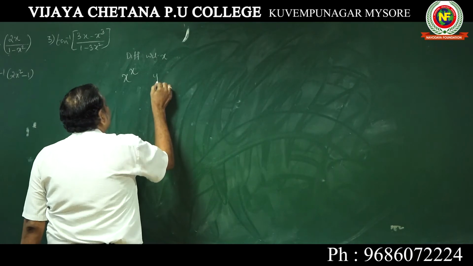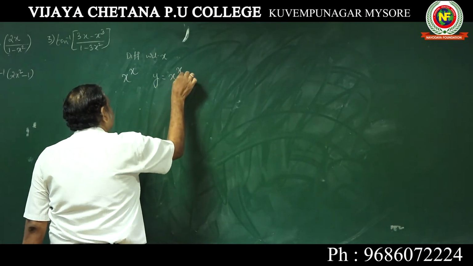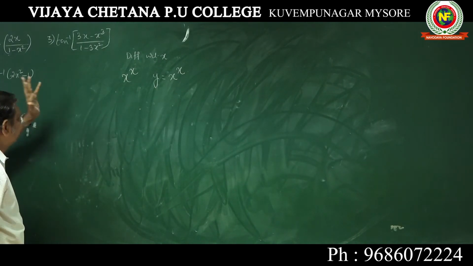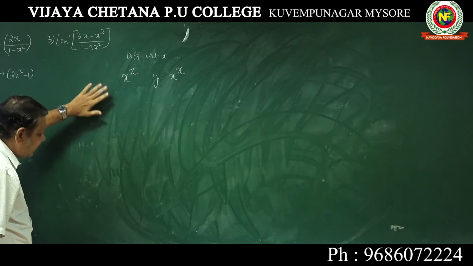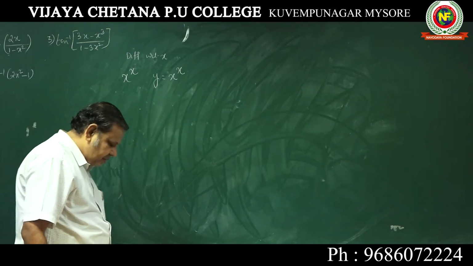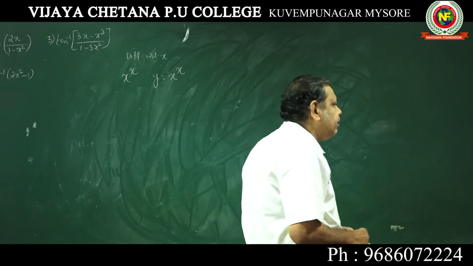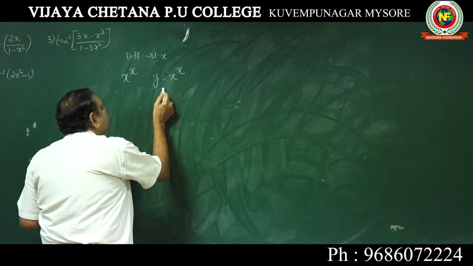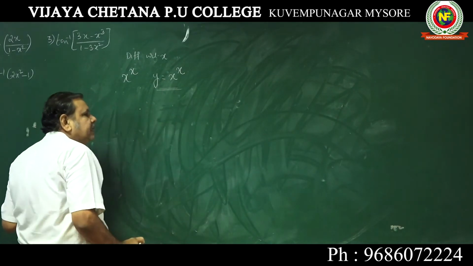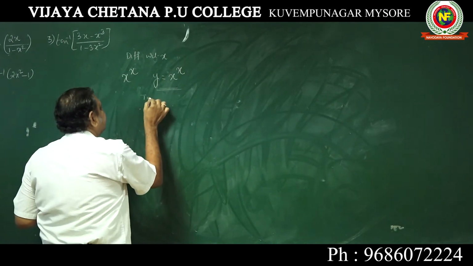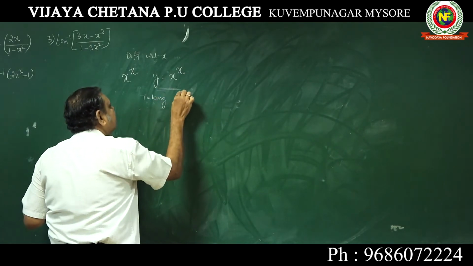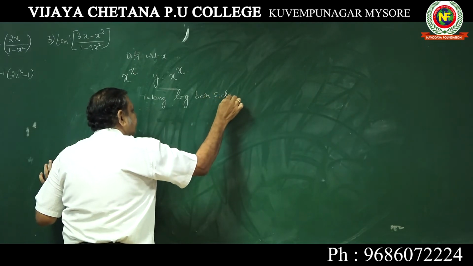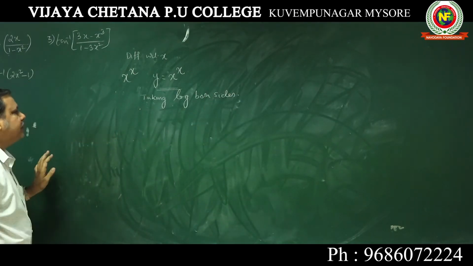Now you take y is equal to x to the power of x. Y they don't give you, you have to put it here. Except for an implicit function where y will already be given, for all other functions you have to take it. Y is equal to x to the power of x. Now understand the steps very carefully. Taking logarithms both sides. Write down: taking log both sides. You should take logarithm both sides.